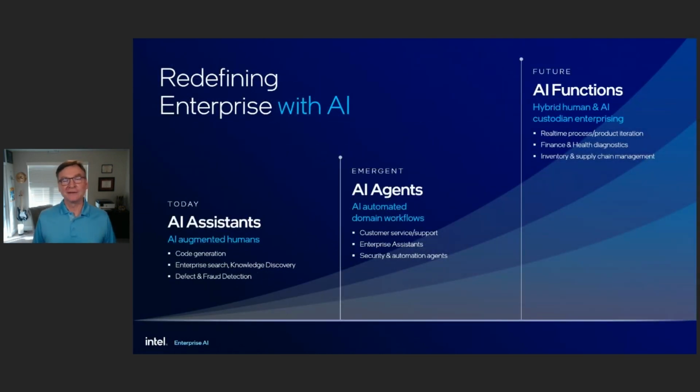Now, the potential value of AI for enterprises will be driven by three key areas of intelligence. Today, we're seeing AI assistance, where AI is augmenting human tasks like code generation, defect, and fraud detection. And we're seeing growth in the space of AI agents, where AI is automating domain workflows like customer service and support. And in the future, we'll see more AI functions, where AI is automating complex enterprise-wide outcomes like finance and health diagnostics.